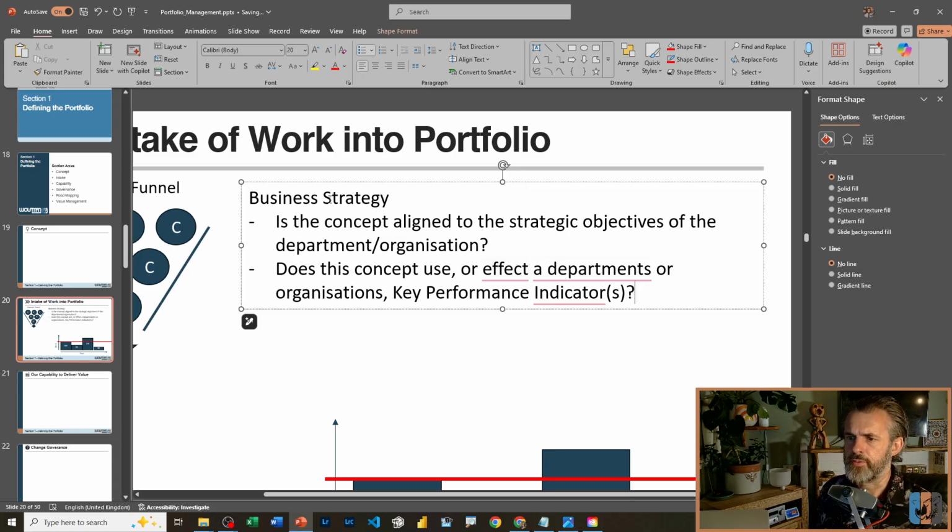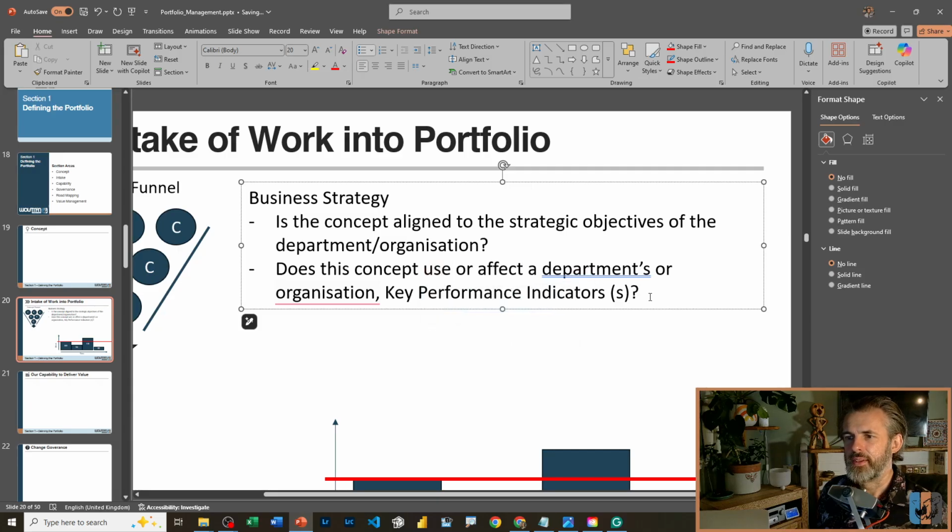Let's see if that sentence makes sense. Does this concept use or affect? Sign into Grammarly. Yeah, let's sign into Grammarly because I definitely need to make use of Grammarly. Affect. Yeah. Well, Grammarly is definitely coming to the rescue here. Love it.